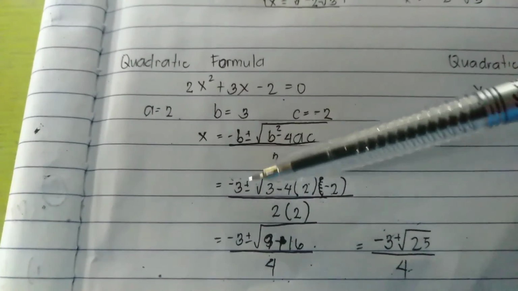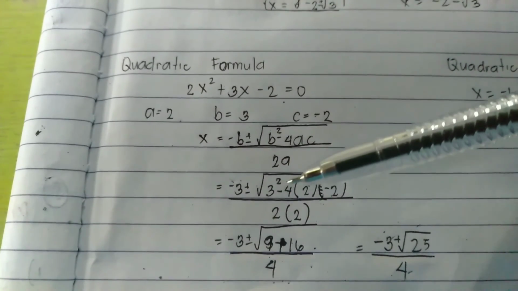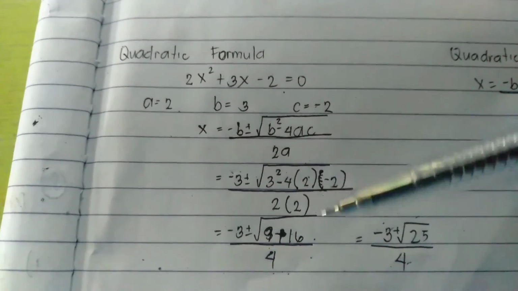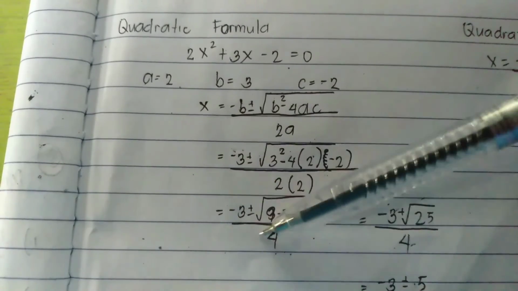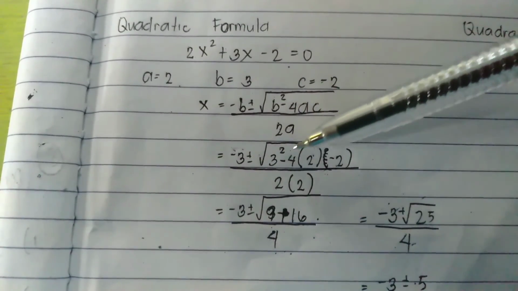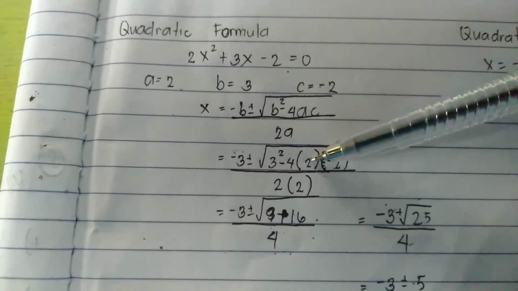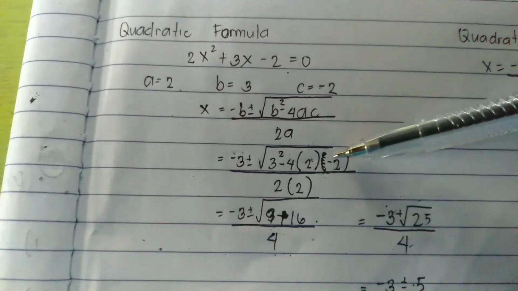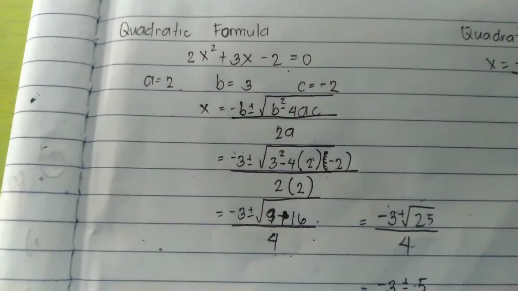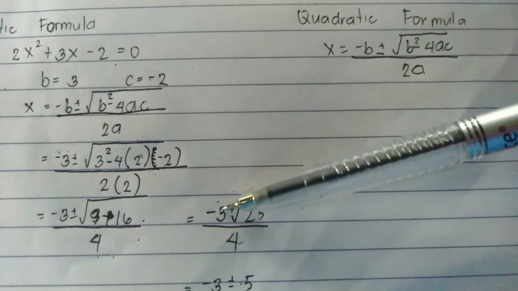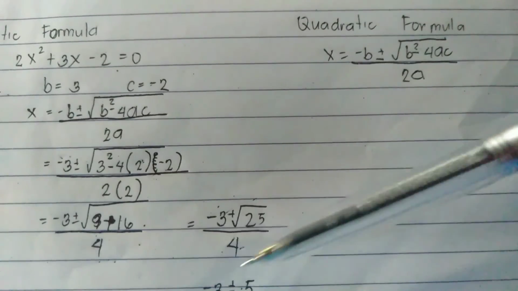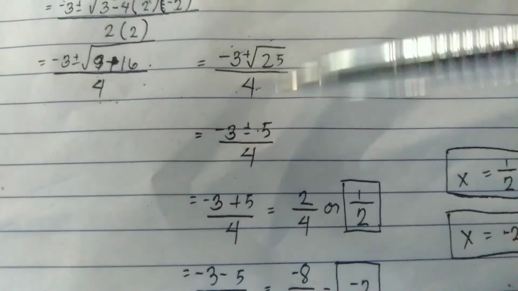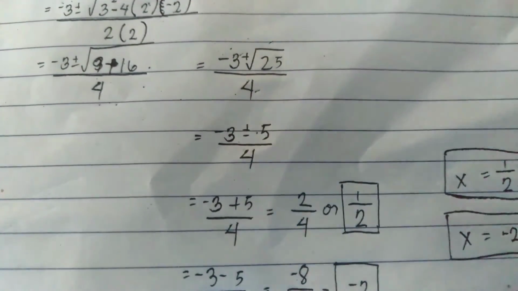So negative 3 plus or minus the square root of 3 squared minus 4 times 2 times negative 2, over 2 times 2. So negative 3 plus or minus 3 times 3 is 9, negative 4 times 2 is negative 8, negative 8 times negative 2 is positive 16, over 4. So negative 3 plus or minus the square root of 9 plus 16, which is the square root of 25, over 4. So negative 3 plus or minus the square root of 25, which is 5, over 4.